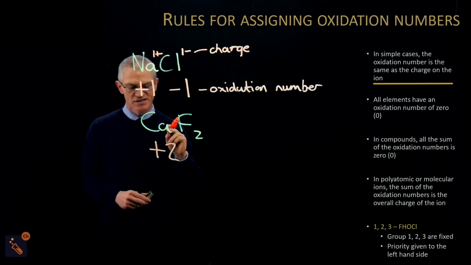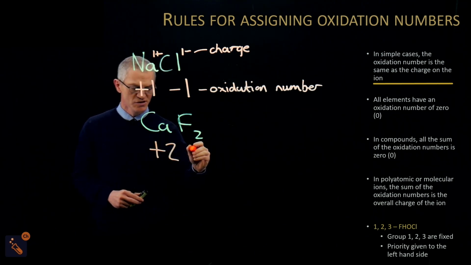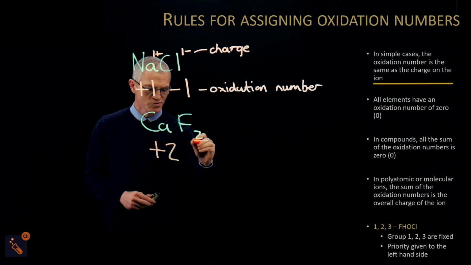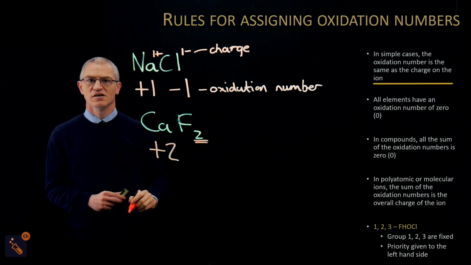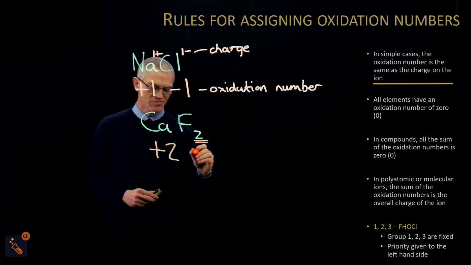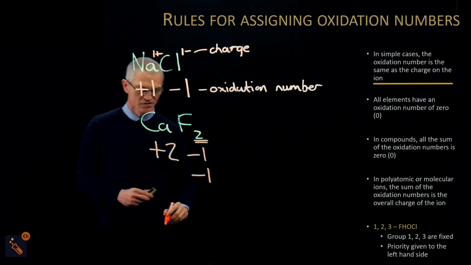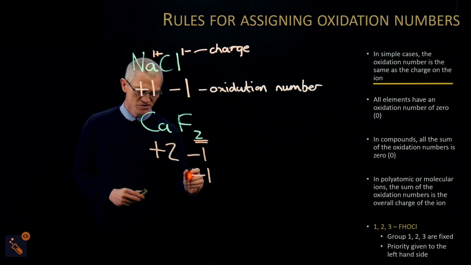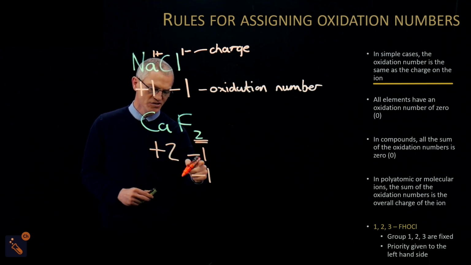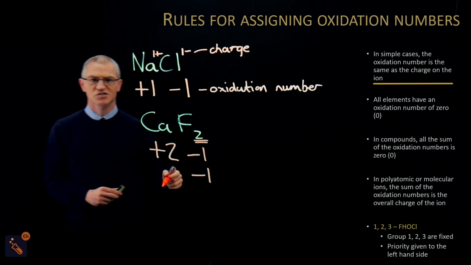That means if the calcium is +2, the whole thing is neutral, and there are 2, really important, 2 fluoride ions there. That means each one must be -1. So that means this totals up to +2 and -2, and therefore is neutral.